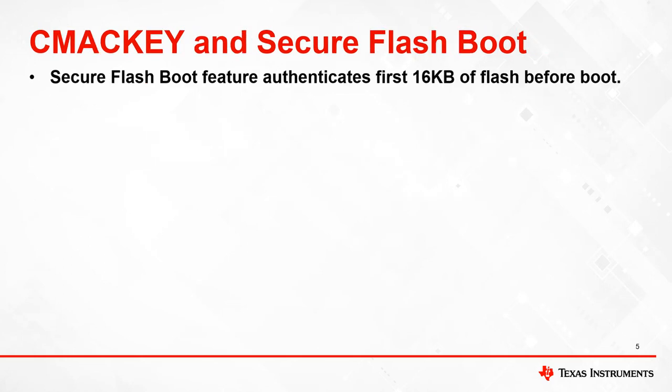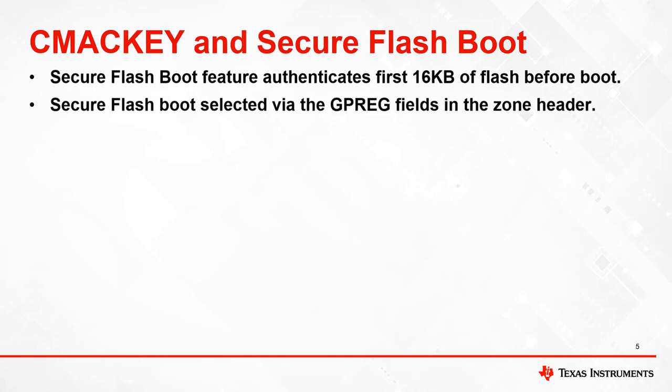The Secure Flash Boot feature is a means of authenticating the first 16 kilobytes of flash before execution. This ensures that the application code has not been tampered with after getting programmed into Flash. Secure Flash Boot is enabled by modifying the GPReg fields in the zone header. Refer to the ROM code and peripheral booting chapter for more information on controlling boot settings via DCSM.